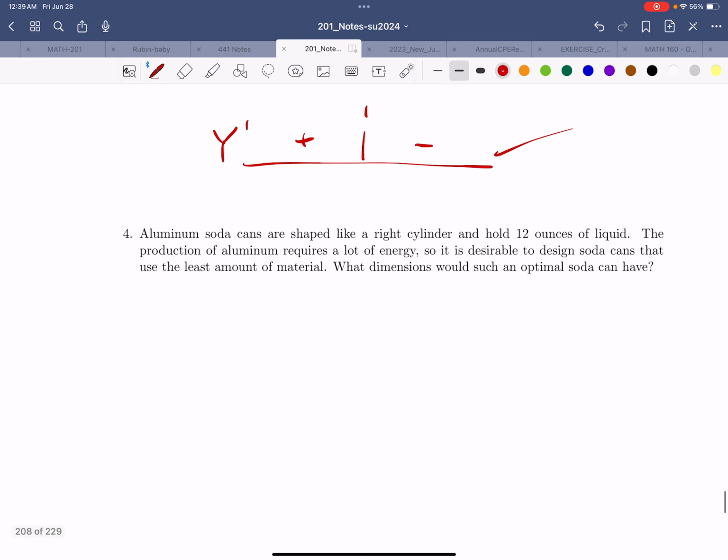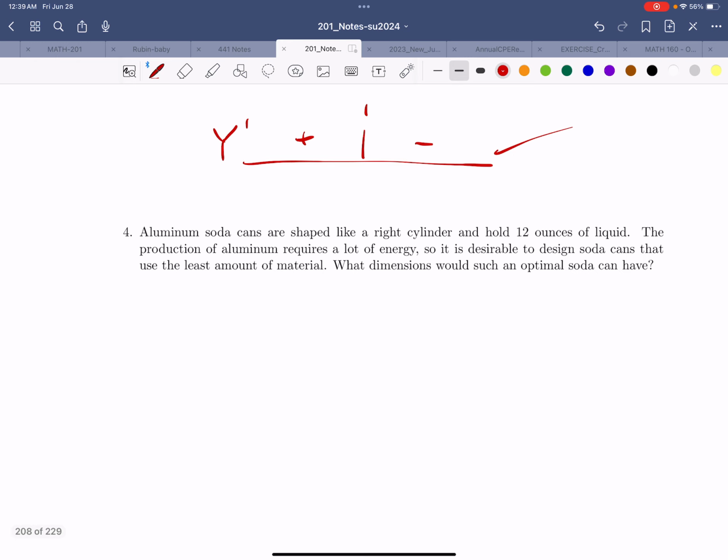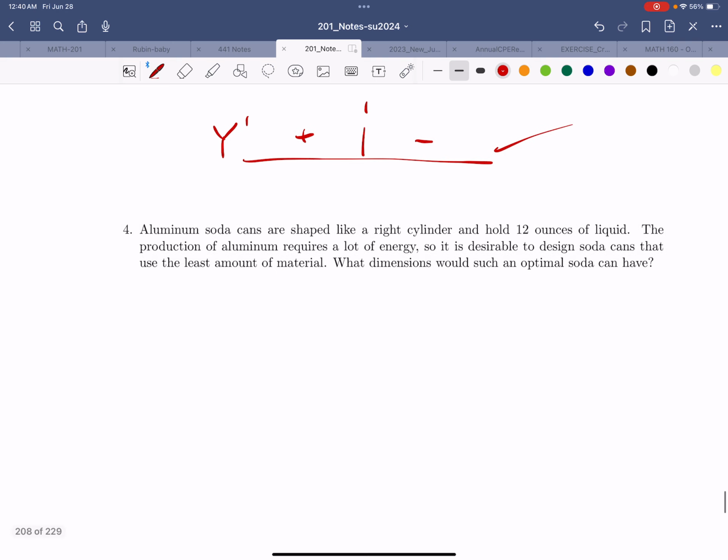All right, aluminum soda cans are shaped a lot like a right cylinder, and hold 12 ounces of liquid. We definitely want to minimize the amount of material being used. It requires a lot of energy, costs money, so let's try to minimize the cost by minimizing the amount of material. This is definitely one where we want to draw a picture. Right cylinder, something like that.